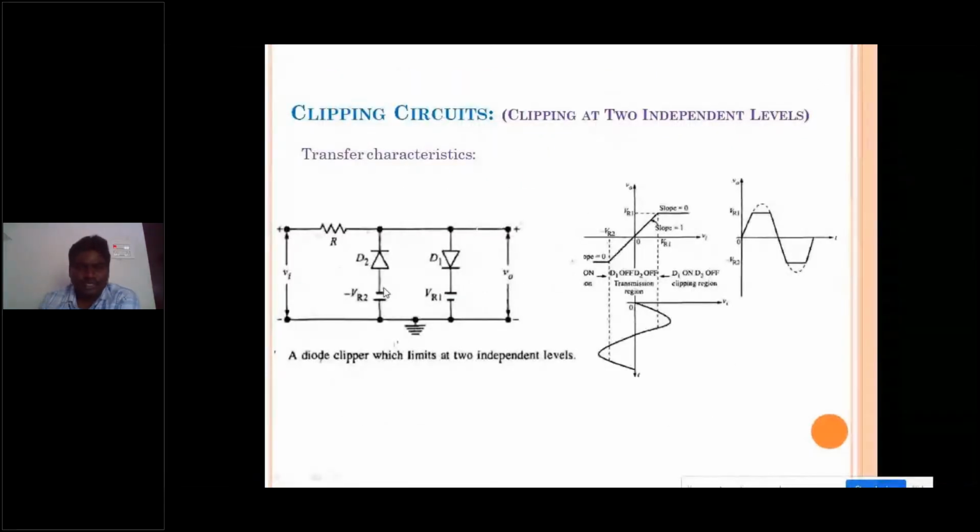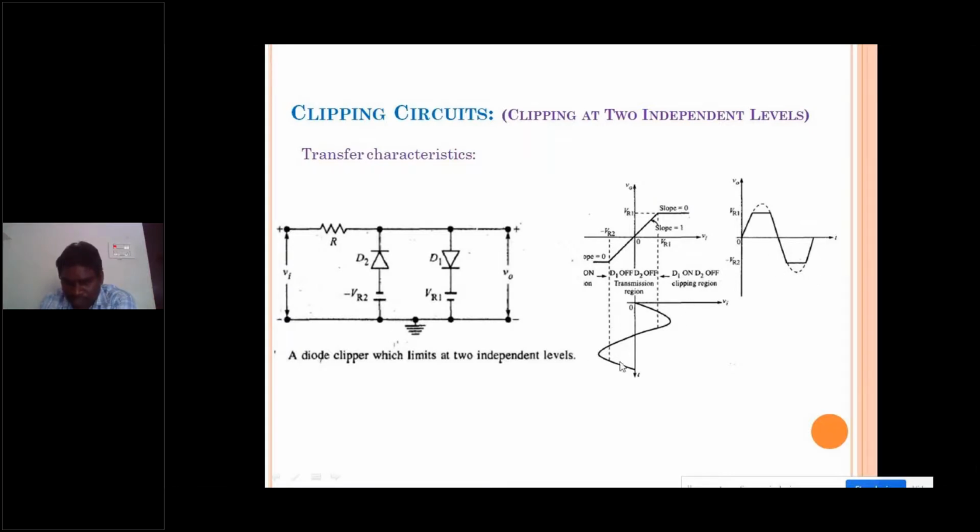If I draw the transfer characteristics, just look at my mouse pointer if it is visible to you. In between minus VR2 and VR1, the slope will become 1 because the output voltage is equal to the input voltage there. When the slope is 1, the input gets transmitted to the output. But above the reference voltage VR1, the wave gets clipped, and below the negative reference voltage, the wave also gets clipped.